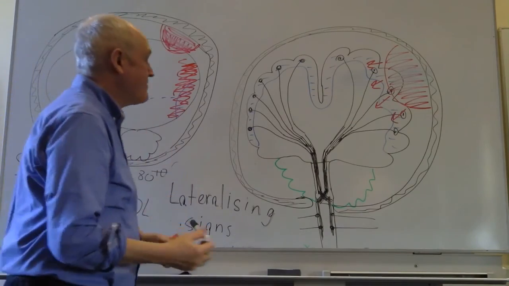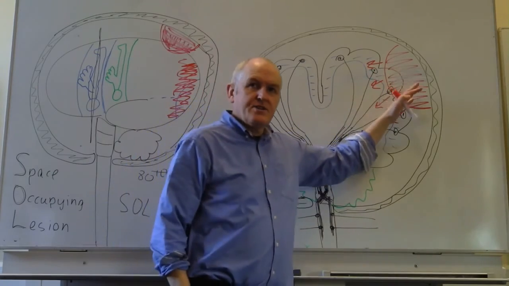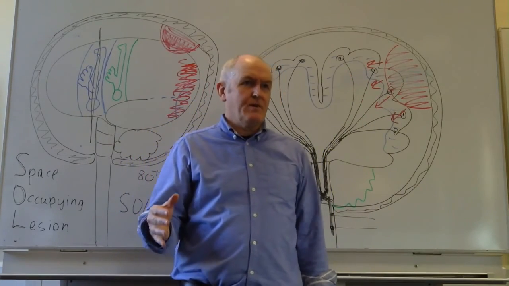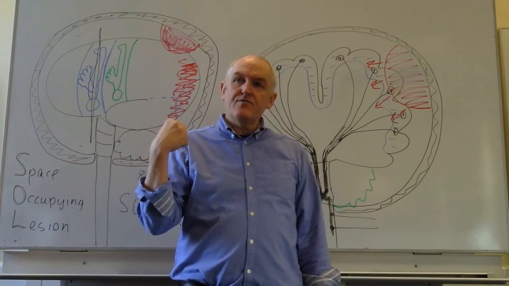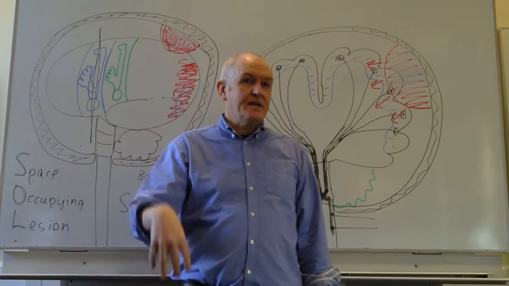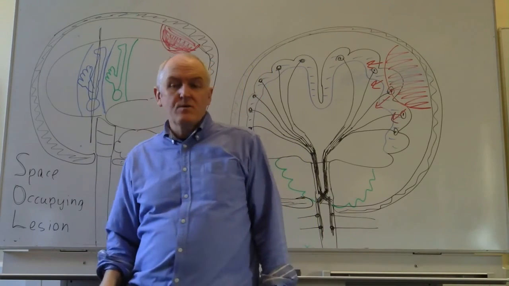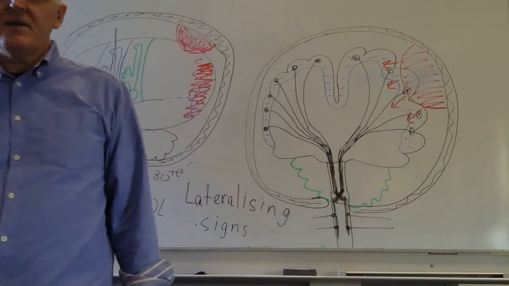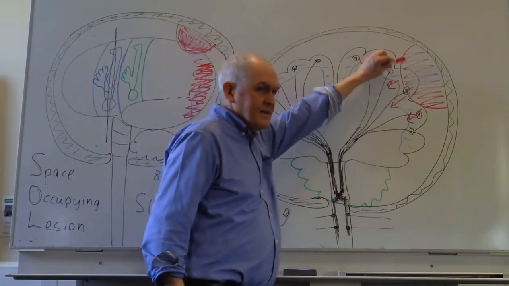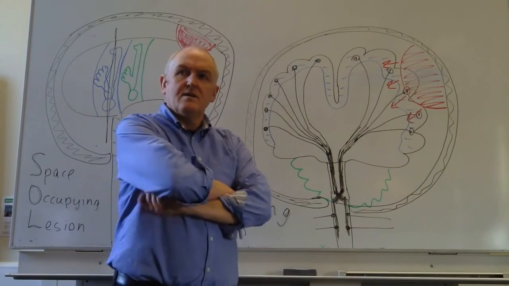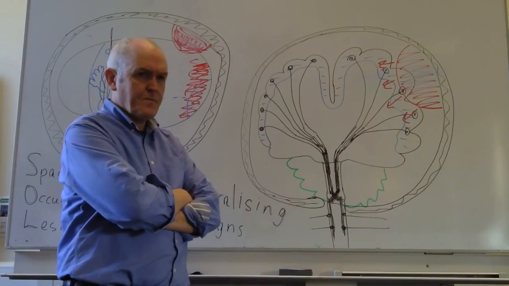And again, if this was getting bigger, if this was growing, could you see that the right side of the body might be getting progressively weaker? Or you might have started off with a weak arm, but then you develop a weak leg as well. So again, by looking at the body, we're making inferences as to what's going on inside the cranial cavity. Our observations are telling us what may be going on inside the cranial cavity.